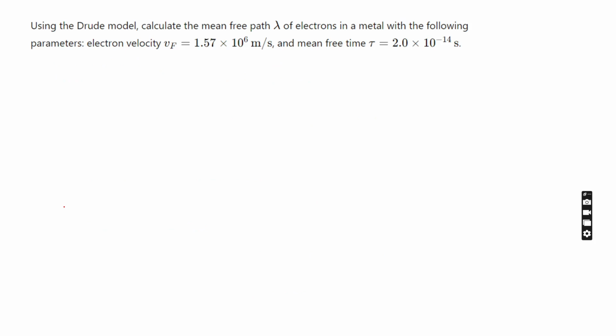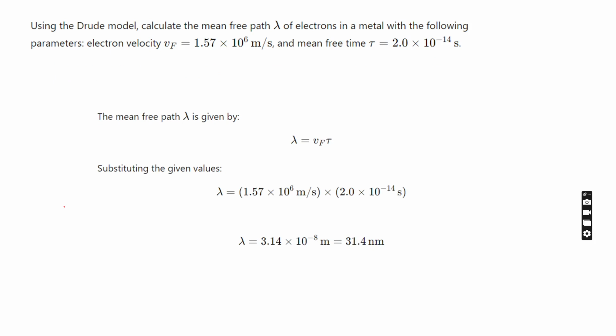Go to the other problem. Using the Drude model, calculate the mean free path lambda of the electrons in a metal with the following parameters: electron velocity Vf is equal to 1.57 into 10 to the power 6 meter per second, and mean free time tau is equal to 2 into 10 to the power minus 14 second. Okay, so what will the mean free path lambda be? Lambda is equal to Vf into tau, like nothing but distance is equal to velocity into time. Same logic.